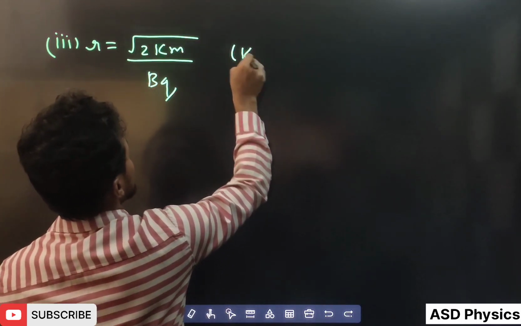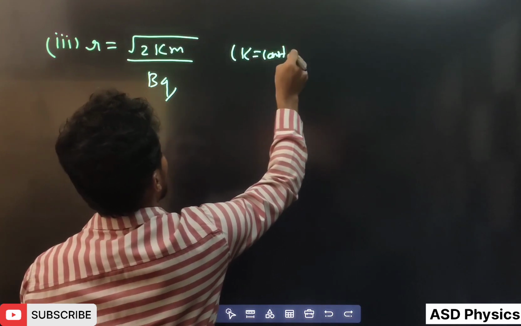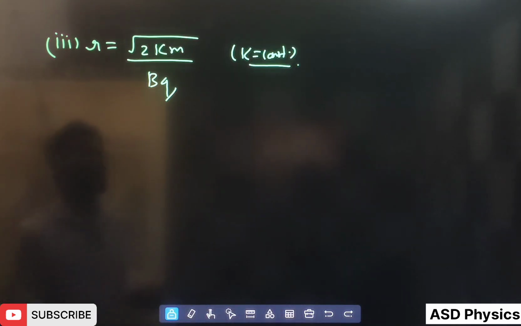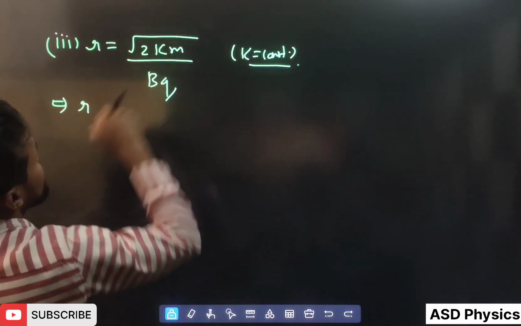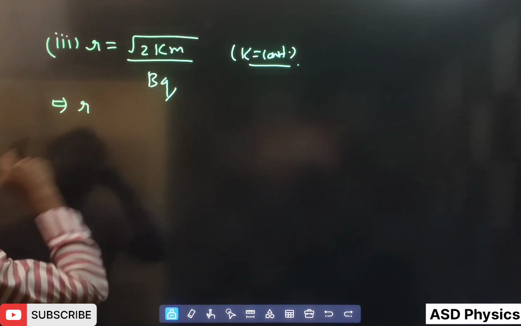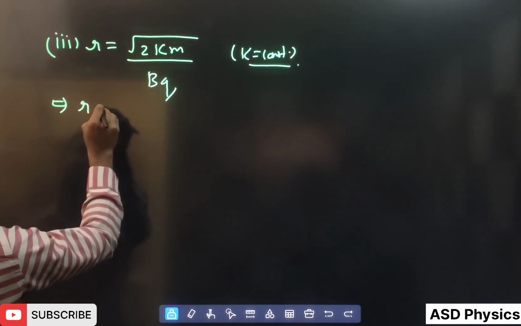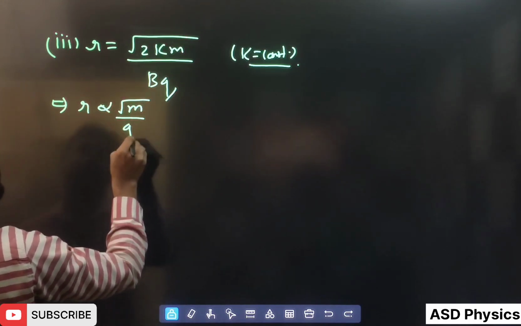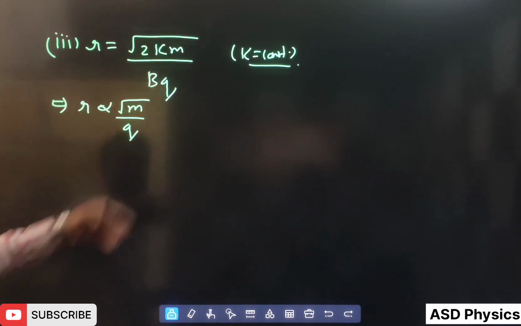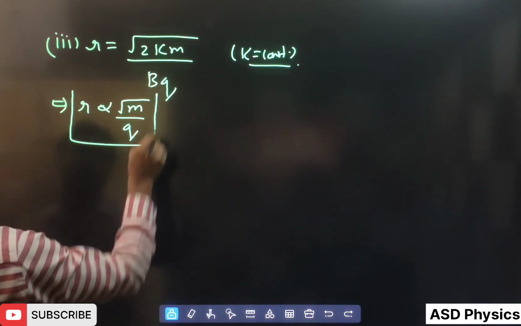And again, I'm telling you what is constant now. In the third one, the kinetic energy is constant. Okay, as they told. So what we can write here? See, as K is constant, 2 is constant, and B is also constant, that means what we can write here? R is directly proportional to root M by Q. Correct now? Root M by Q.